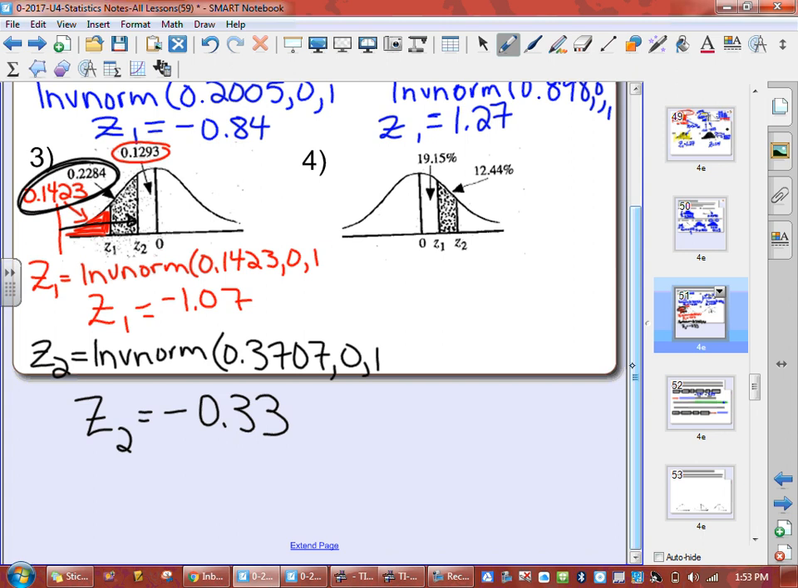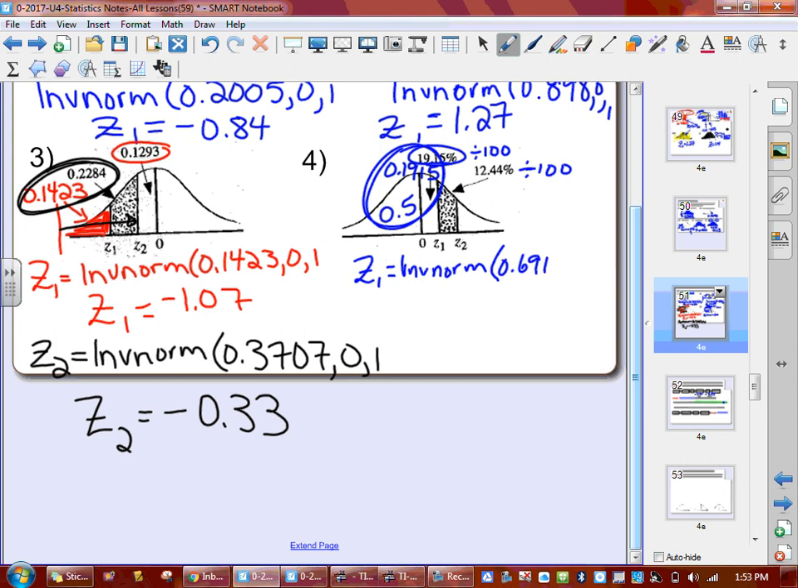Switching to number 4, our last question. They gave us the diagram and they showed us this region so that we can add it to 0.5. So we're dividing each of these by 100 first so that I can get the decimal. So this is 0.1915 that I'm adding to there. So Z1 is inverse norm. I add these two together. So that's going to give me 0.6915, comma 0, comma 1. Z1, he's to the right of 0, so it's got to be a positive number. We get 0.5.